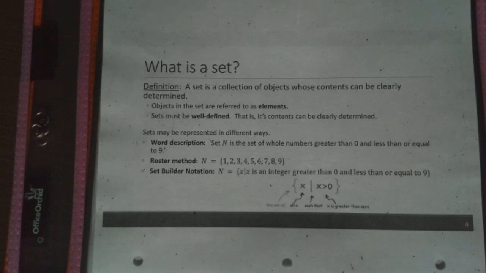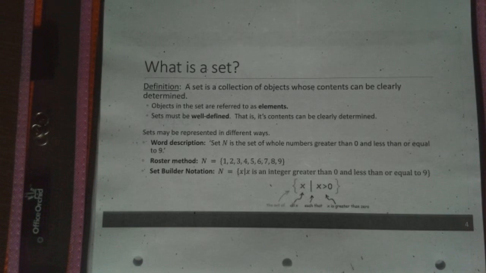Whereas something that would not be a set by this definition could be the 5 best songs of all time. Because everyone's going to have a different set of 5 best songs. Going from person to person, that set could change. Or sorry, that group could change. So by this mathematical definition, the 5 best songs of all time would not be a set.